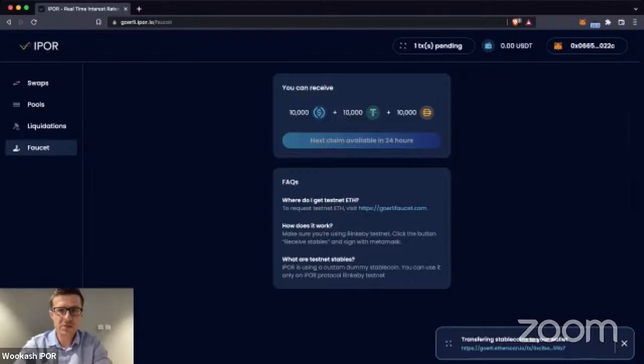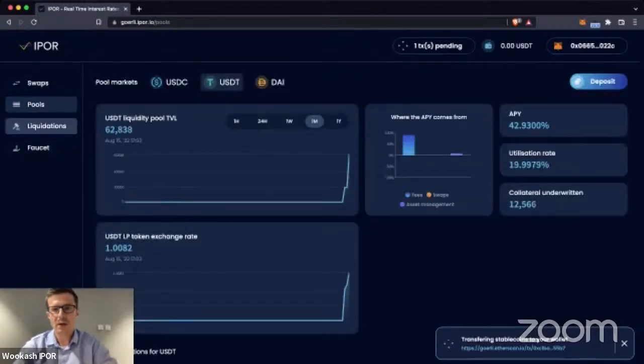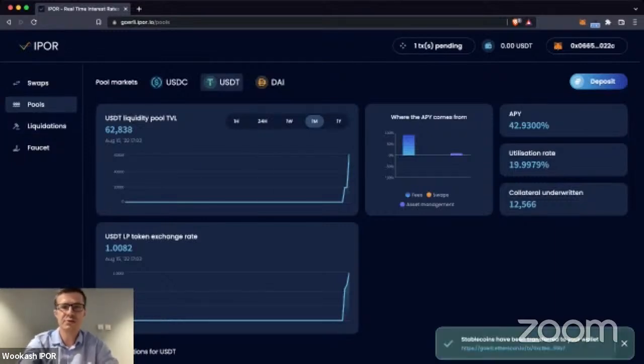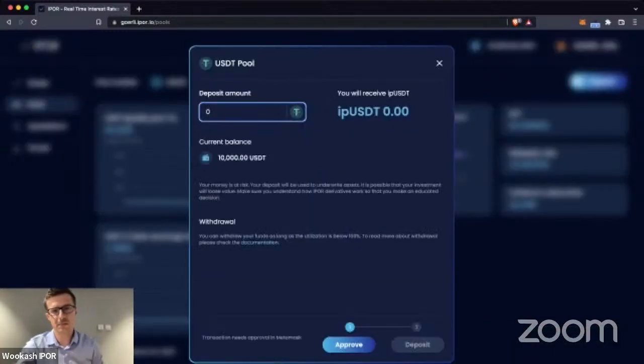Now, the stables should arrive soon, so let's go to the Pools tab. And this is the main screen for liquidity providers. Okay, now we have 10,000 USDT, and we can click on deposit, which opens a dedicated pop-up with a modal menu for the liquidity provisioning.